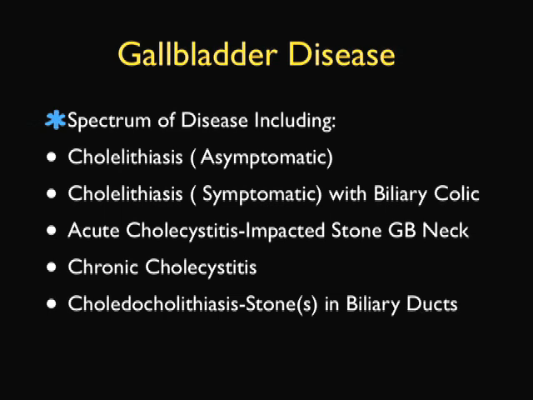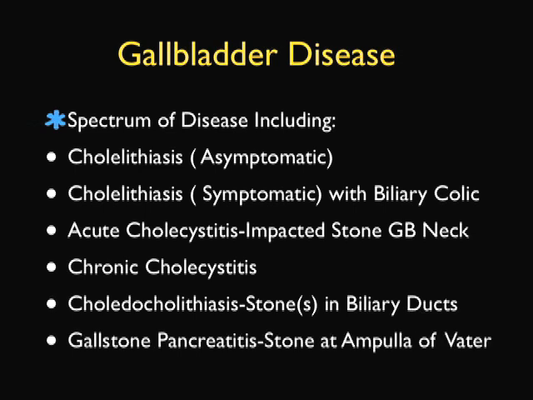Now, a worse disease is choledocholithiasis, when a stone moves from the gallbladder down into the biliary ducts and can cause obstruction of the biliary ducts, resulting in ascending cholangitis, a very severe infection. If the stone goes down to the ampulla of Vater, where the pancreatic duct joins the biliary duct, a patient can get gallstone pancreatitis, which can also be a very severe disease with high morbidity.